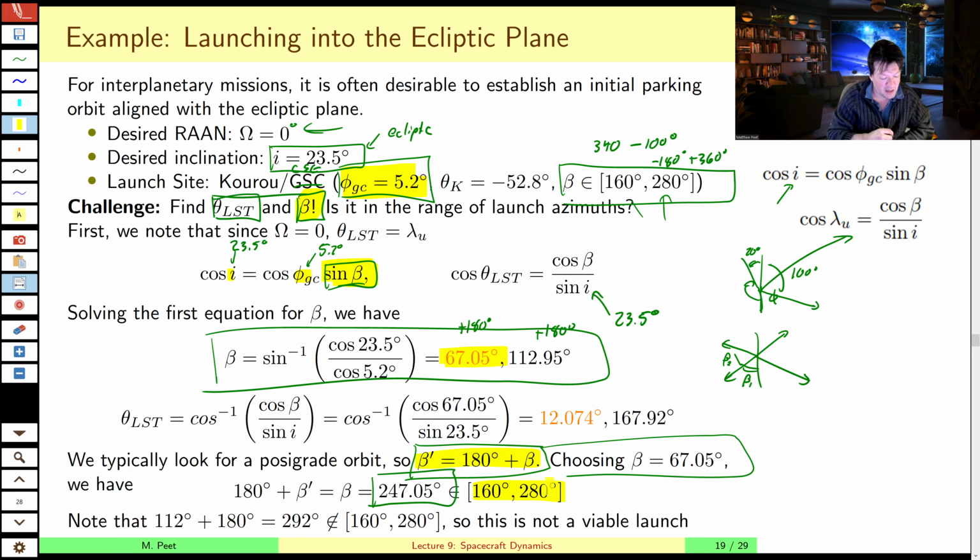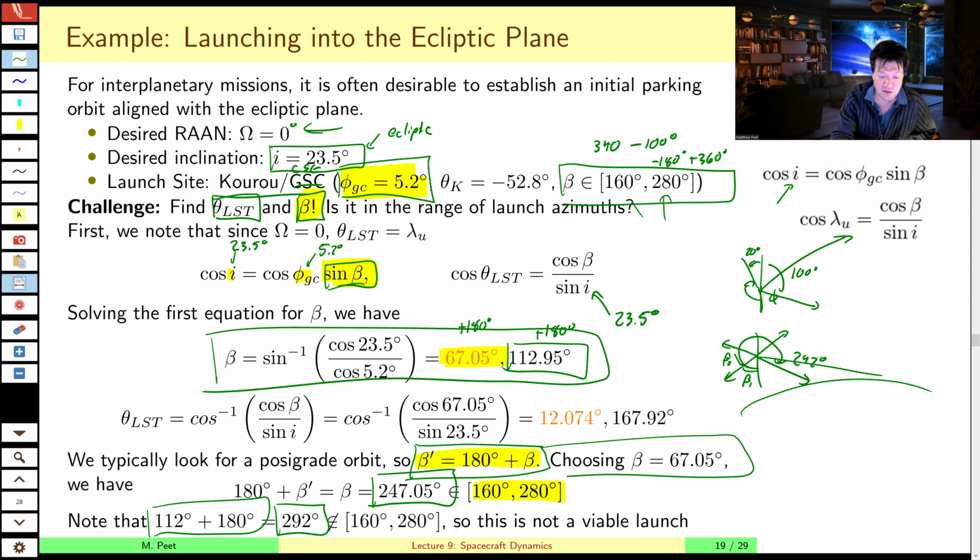We can also check the other one, 112 degrees. In this case, we add 180 because we also want to be going prograde. That gives us a launch azimuth of 292 degrees. Again, these are somewhat unwieldy because they're measured from due south. They're going all the way around. Unfortunately, that's not acceptable because I guess it goes too close to the African coast, or the South American coast. Sorry about that, South America, or sorry about that, Africa, depending on which you prefer. And so launching down that prograde path is not an option.